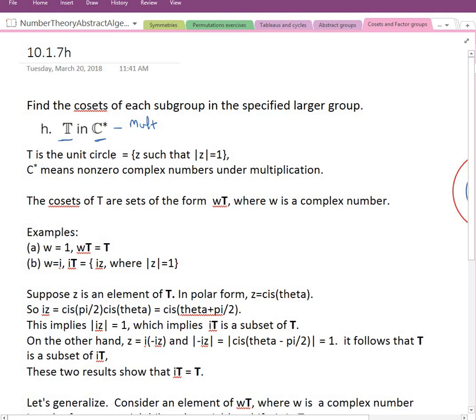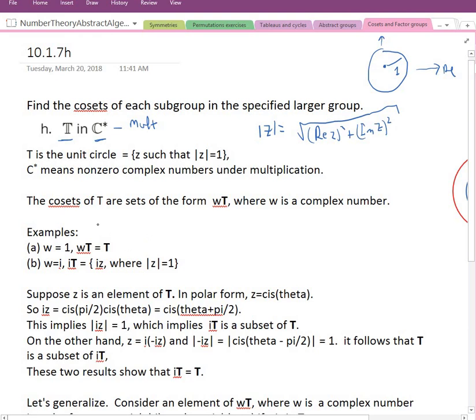Now what is T? T is the unit circle. It's the set of complex numbers Z such that the norm of Z is equal to 1. Remember, the norm of Z is equal to the square root of the real part of Z squared plus the imaginary part of Z squared. So you should be thinking about, in the complex plane, the unit circle looks something like this with radius 1. So the real axis would be this way, and the imaginary axis would be this way.